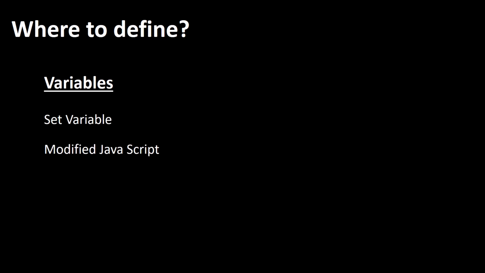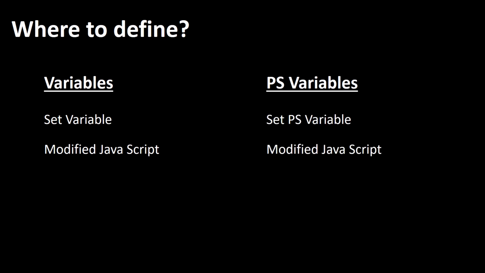Where to define the variables? Define the user-defined variables in the set variables step or modified JavaScript step, and define the PS variables in the set PS variable step or modified JavaScript step or in the workflow properties for the workflow. Let us check them out in Process Studio.